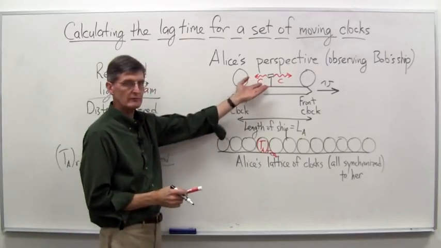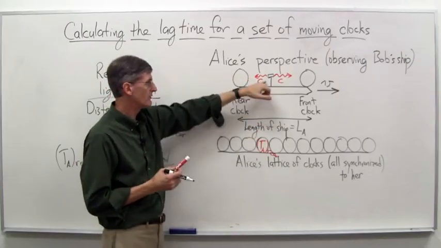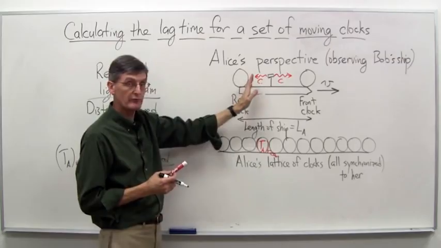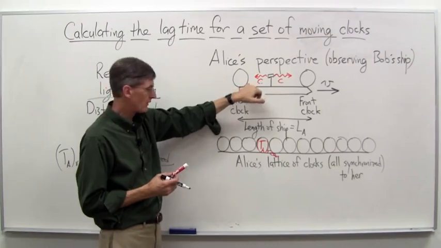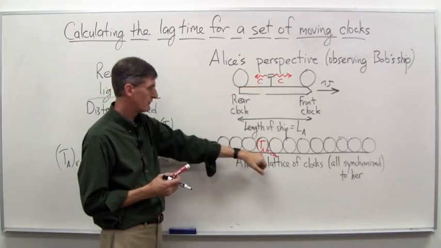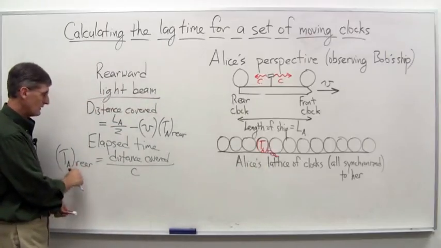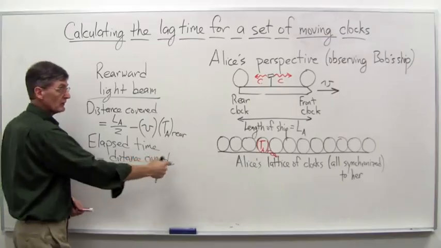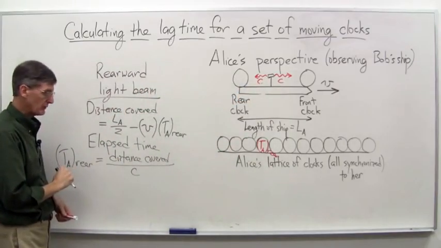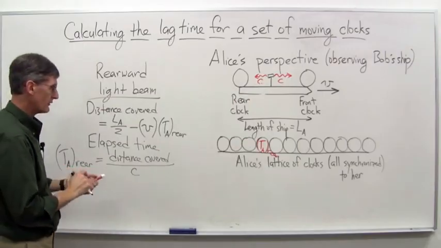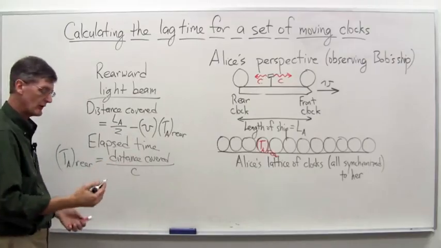She sees the rearward going light beam go off. She sees them both go off simultaneously. Sees this one go this way. The ship is moving that way a little bit. It hits the rear clock at this point on her clocks, t sub a rear, whatever that happens to be. So that time is the distance covered from here to wherever it ends up, divided by c, the speed of light. Well, what's the distance covered?